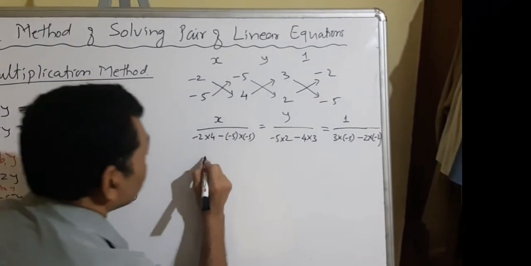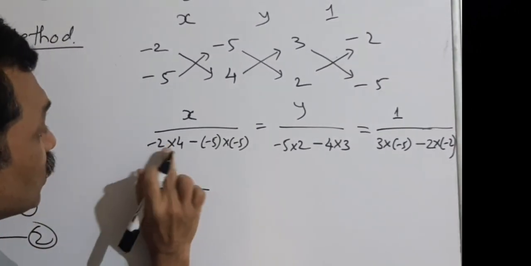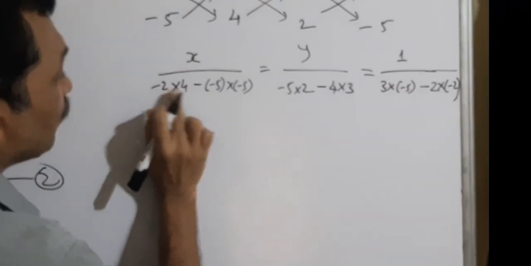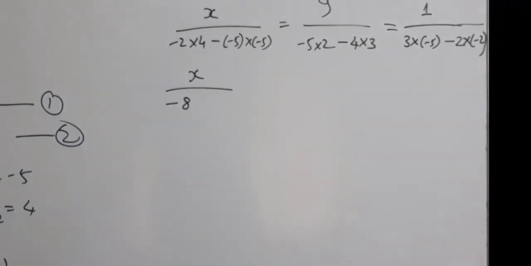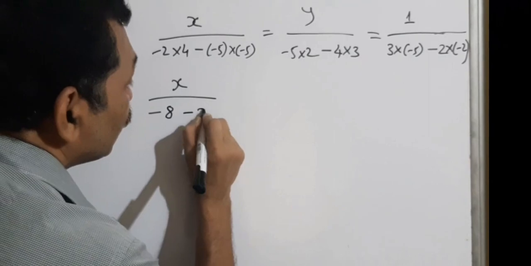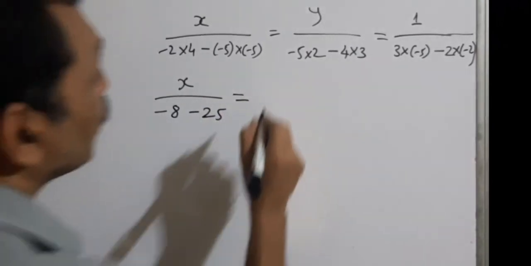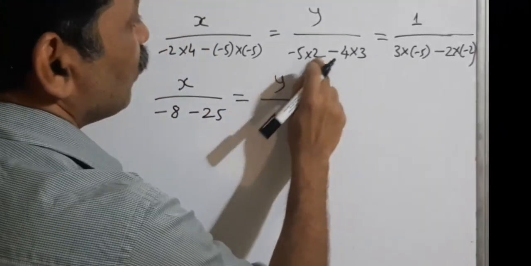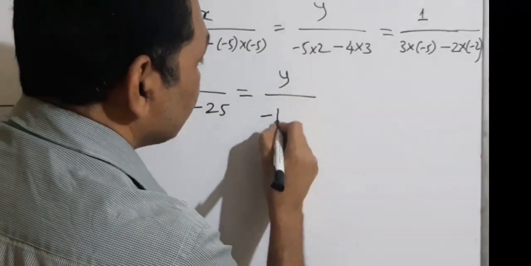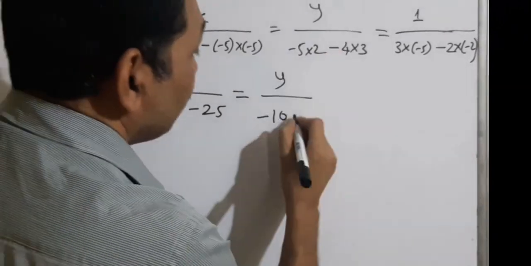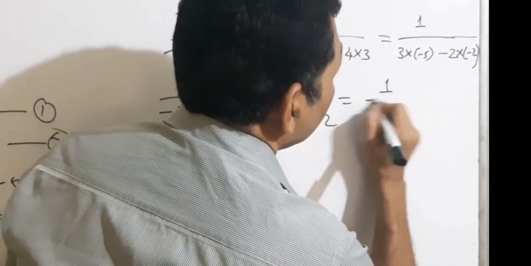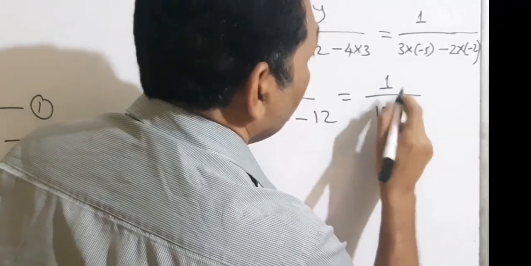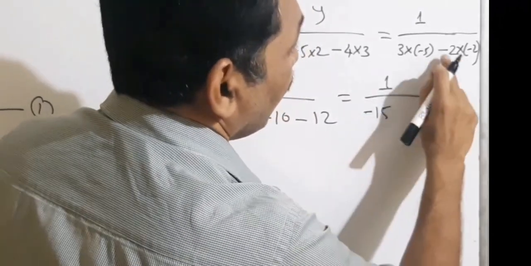Okay, we'll simplify it further. x upon minus 2 into 4, 2 into 4 is 8, so minus 8. Then minus into minus into minus 5 gives minus 25. This is the same as y upon 5 into 2 is 10, minus 10, and minus 4 into 3 is 12. Which is the same as 1 upon 3 into 5 is 15, plus into minus is minus 15, and minus multiplied by minus gives plus, 2 into 2 is 4.